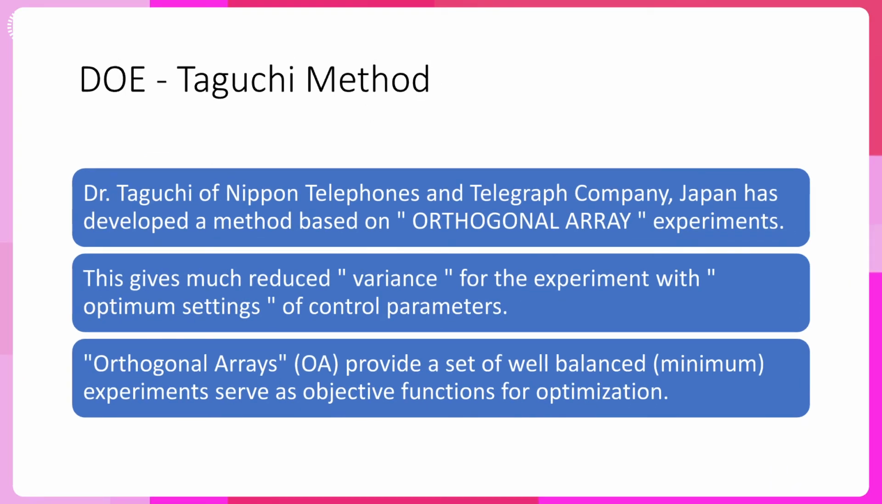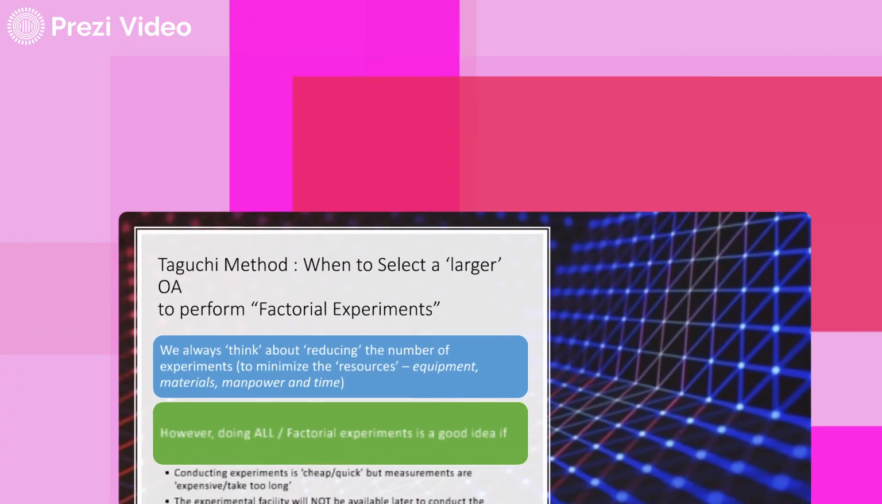So another approach is using the Taguchi method. Dr. Taguchi was a scientist at Nippon Telegraph and Telephone Company. So Japan developed a method based on orthogonal array experiments. They are based on much reduced variance from the experiment with optimum setting of the control parameters. Orthogonal arrays provide a set of well-balanced experiments which serve as objective functions for the optimization.